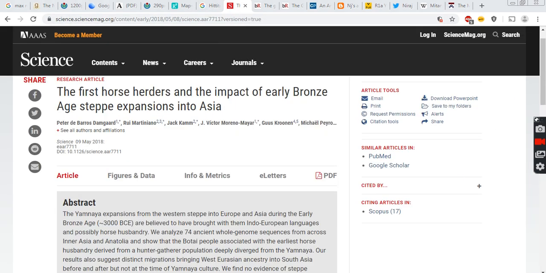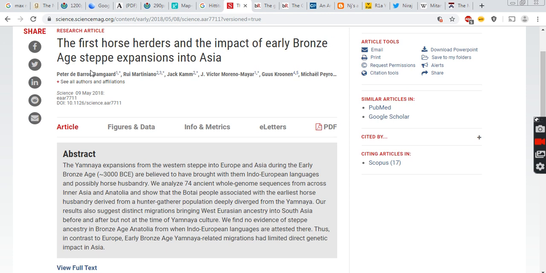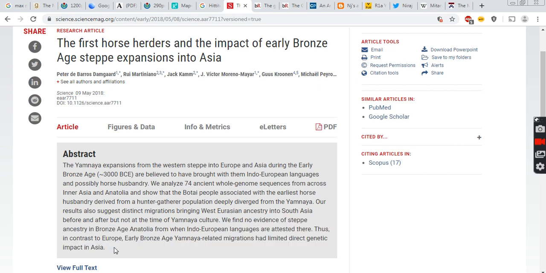So there was this paper published last year by Damgaard et al, and what they said is basically that, okay, they are saying that we find no evidence of steppe ancestry in Bronze Age Anatolia from when Indo-European languages are attested there. Thus, in contrast to Europe, early Bronze Age Yamnaya-related migrations had limited direct genetic impact in Asia. So what they're saying is that the people they tested had no evidence of the steppe ancestry. So basically, in a nutshell, they said that that cannot be the starting point of the Indo-European languages. And they made this observation about India. So our results also suggest distinct migrations bringing West Eurasian ancestry into South Asia before and after, but not at the time of Yamnaya culture.